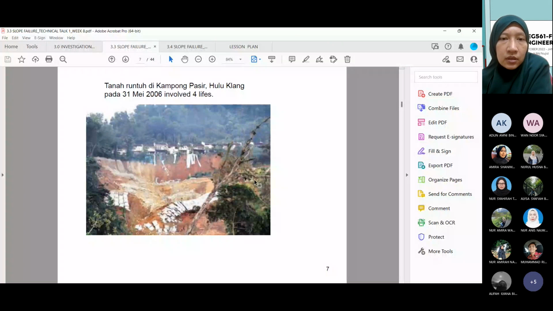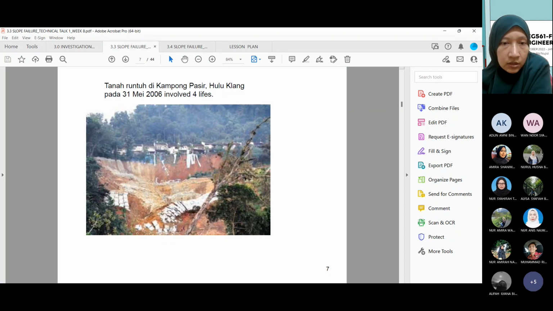Okay, this is another incident that happened in KL also, Kampung Pasir, Hulu Kelang, which involved 4 lives. And then you can see that this is all about human activities, where on top of this slope, on top of this soil surface, there were houses built on the slope or the hill.